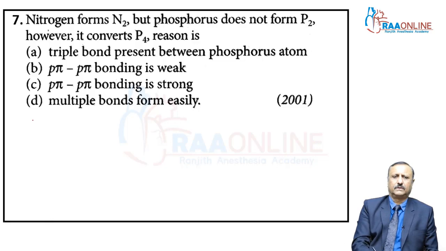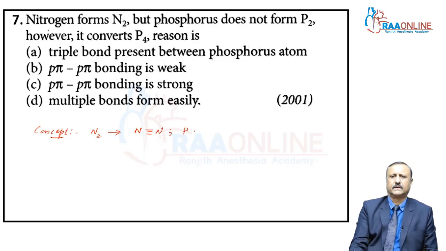Here you can see the concept for this question. Nitrogen is always present as N triple bond N, but phosphorus is not present as P triple bond P. Phosphorus is present as P4. What is the reason? The question asks, what is the reason?